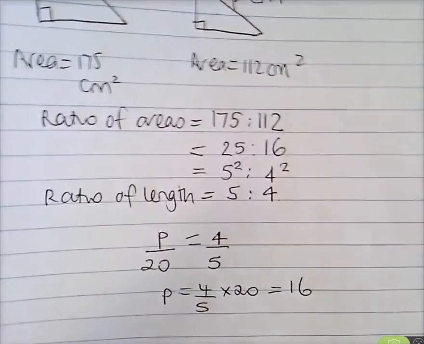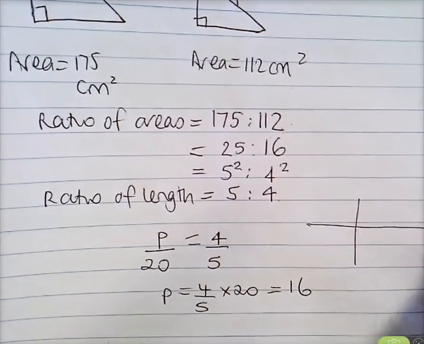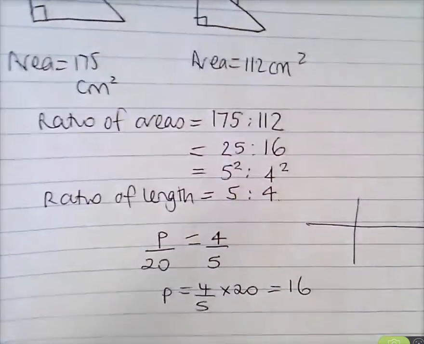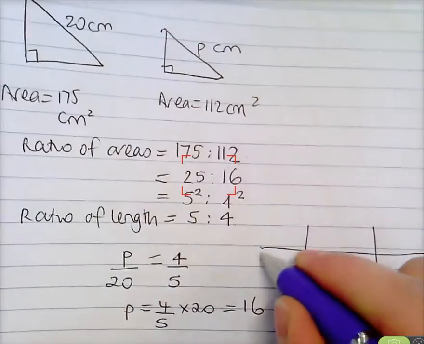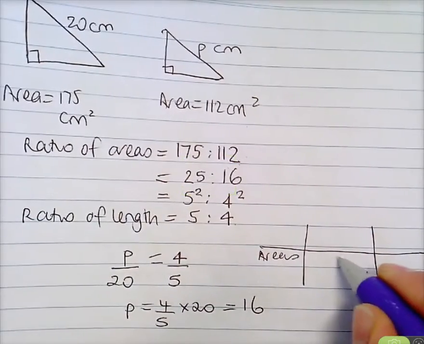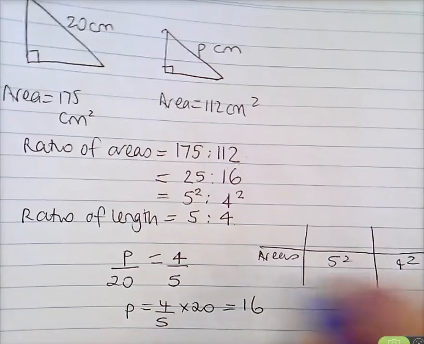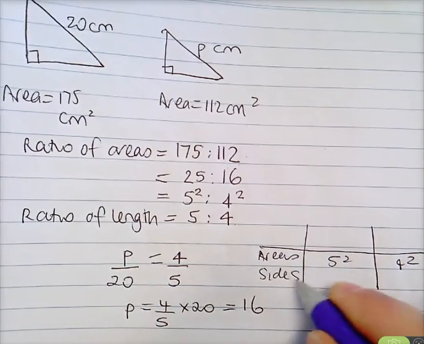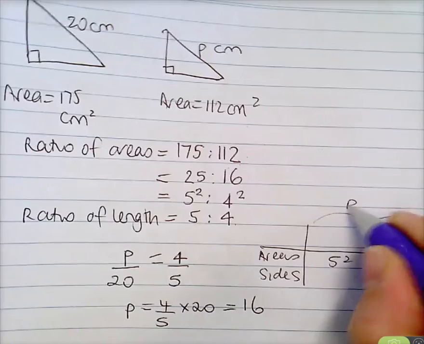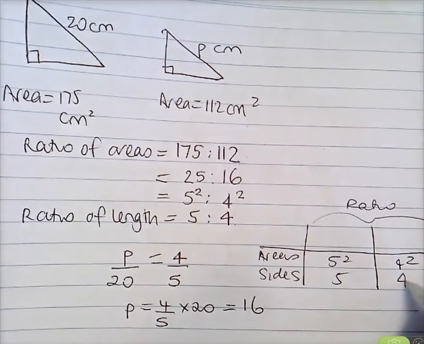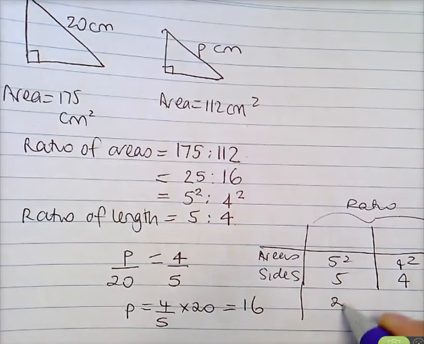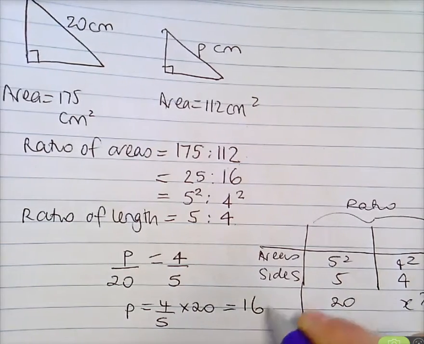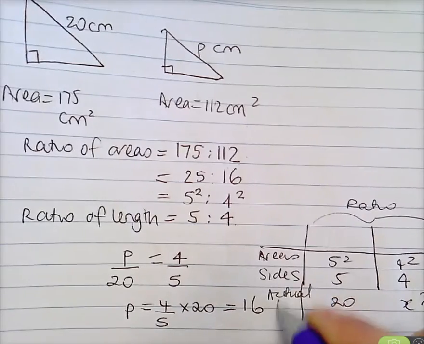Now, the other way you might want to set it out, ladies, is with a table if you're getting confused. So you might go like this. We've got the ratio of the areas we know is 5 squared to 4 squared. The ratio of the side lengths is 5 to 4. And you know that the longer one is 20. Do you know what I mean? You can see, so these are the actual lengths. Do you know what I mean?